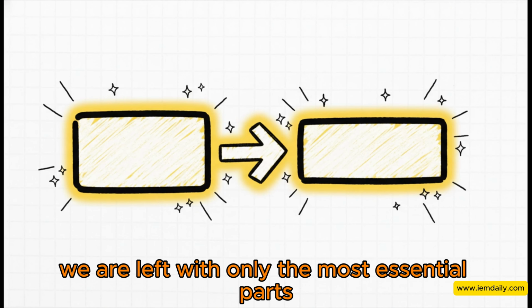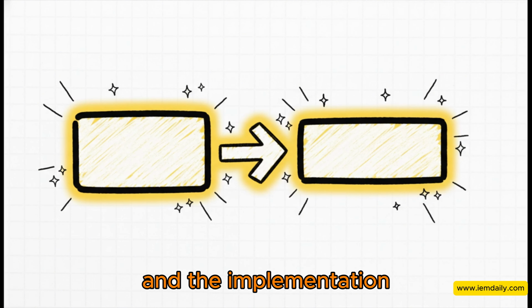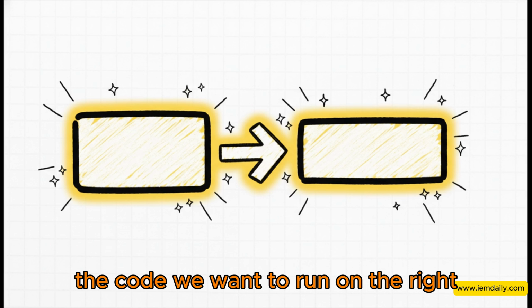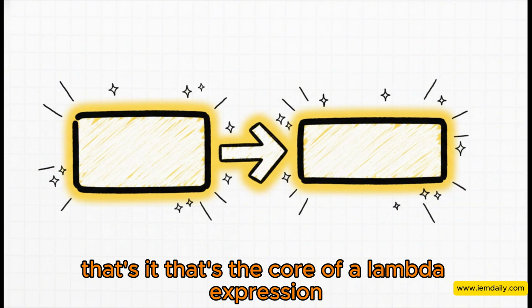We are left with only the most essential parts, the parameters for the method on the left and the implementation, the code we want to run on the right. And they're connected by this little arrow. That's it. That's the core of a Lambda expression.